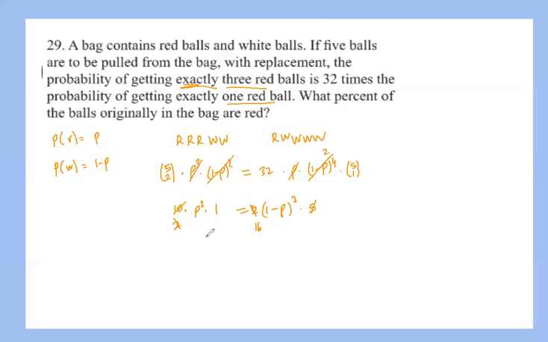Since this is a perfect square, maybe I can expand it, but let's take a square root. So P will be 4 times (1 minus P). From here, 5P equals 4, so P will be 4 over 5. The question was asking what percent of the balls originally in the bag are red ones. P was the probability of getting red, which is 4/5, which is 80%. We are looking for the percentage of red ones, which is 80, and that is number 29. So I hope that makes sense.